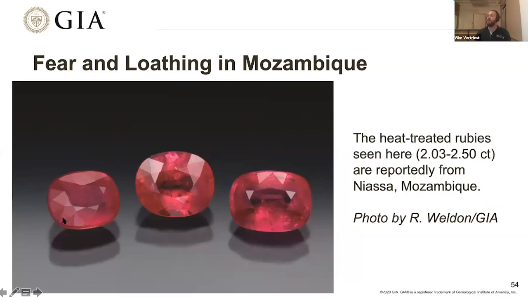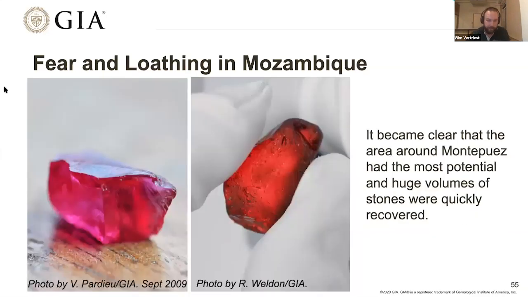This was really the first material that came out of Mozambique. But quickly that whole trade shifted from Nyassa to another place called Montepuez, where rubies were discovered next to a highway in unprotected areas. So there's potential for large-scale mining there. And the stones that were found there are truly incredible.